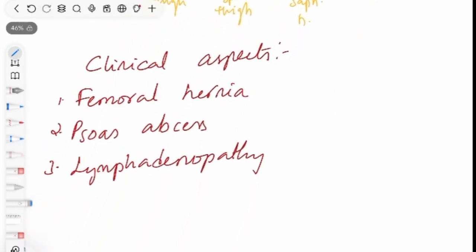And coming to the clinical aspects, we have femoral hernia, psoas abscess, and lymphadenopathy.